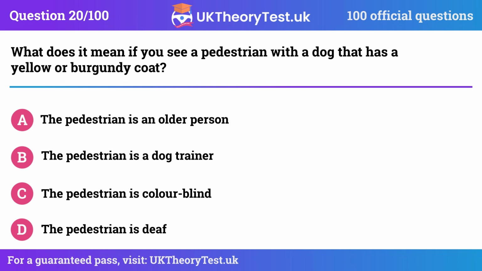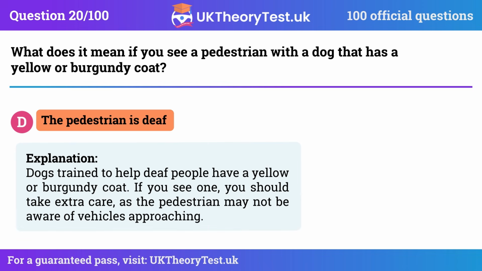The correct answer is D. The pedestrian is deaf. Explanation. Dogs trained to help deaf people have a yellow or burgundy coat. If you see one, you should take extra care, as the pedestrian may not be aware of vehicles approaching.